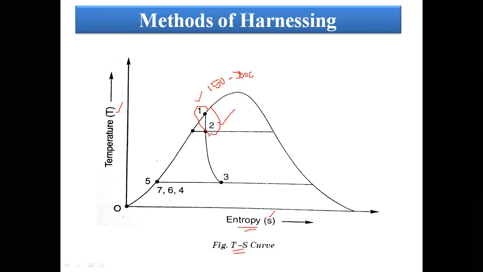And 2 to 3 indicates expansion of the total flow fluid in a special turbine. That is, we carry that steam from the ground. It represents 2 to 3. This steam drives the steam turbine.